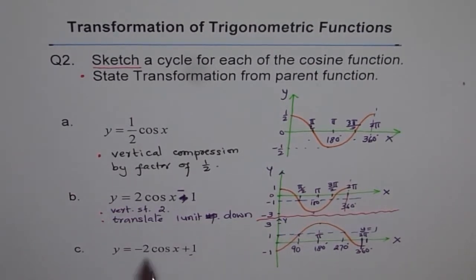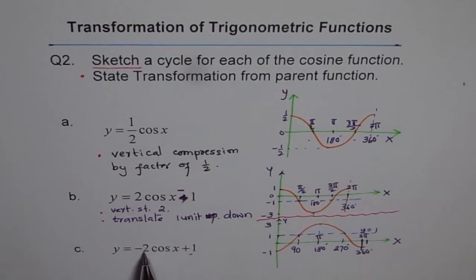So that is your graph for -2 cos x plus 1, correct? And you can always write down your transformations here. 1 is reflection on x-axis. 2 is vertical stretch by a factor of 2. And this one is 1 unit up translation, vertically 1 unit up. So those are the 3 transformations for this.